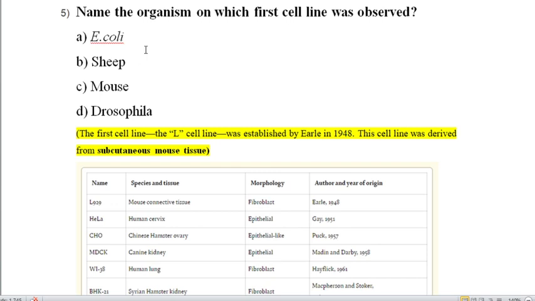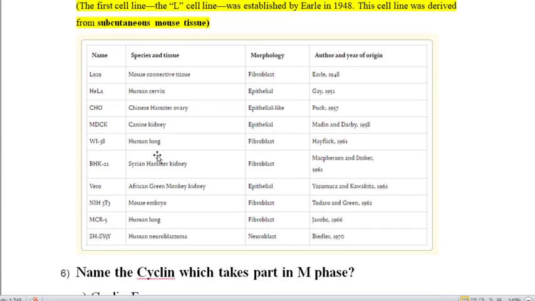Next question, name the organism on which the first cell line was obtained. The answer is mouse. The first cell line is named L line 29, also called the L cell line, and it was established by Earle in the year 1948, derived from subcutaneous mouse tissue. So here you can see the name of the cell line, the tissue from which it was derived, and its morphology.